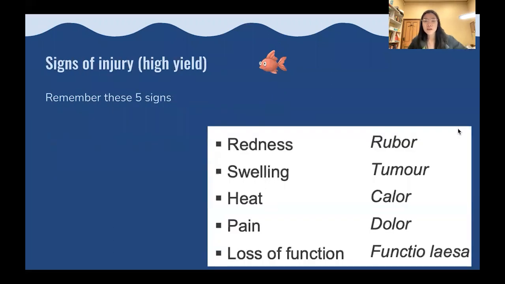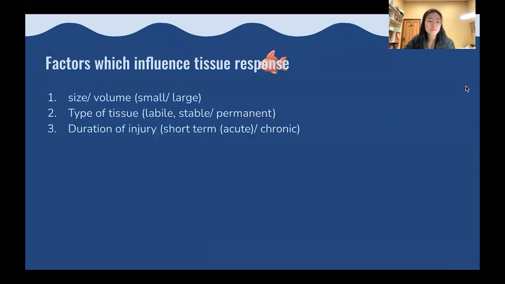Here is what Pranay was talking about with the five signs and the Latin: rubor, tumor, calor, dolor, and functio laesa. And these will be something you'll have to know. So know what they are and then know the names for them in Latin as well.